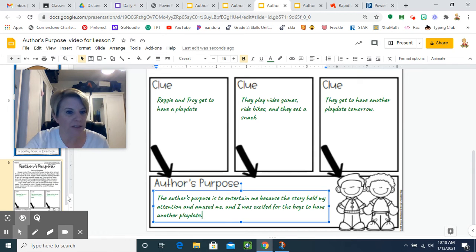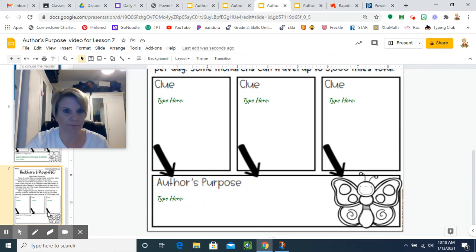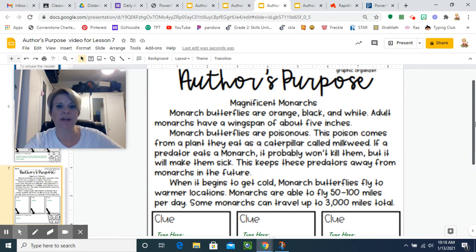All right, so let's look at one more passage. This next one is called Magnificent Monarchs. Monarch butterflies are orange, black, and white. Adult monarchs have a wingspan of about 5 inches. Monarch butterflies are poisonous. The poison comes from a plant they eat as a caterpillar called milkweed. If a predator eats a monarch, it probably won't kill them, but it will make them sick. This keeps these predators away from monarchs in the future.